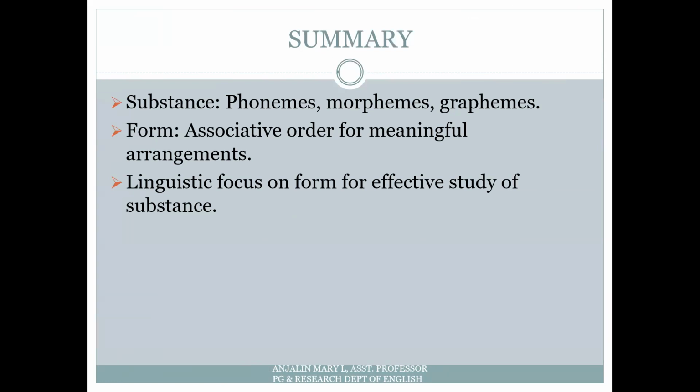Linguists therefore emphasize that form is the concern of linguistic study and not substance. And it is form that makes it possible to study a substance.